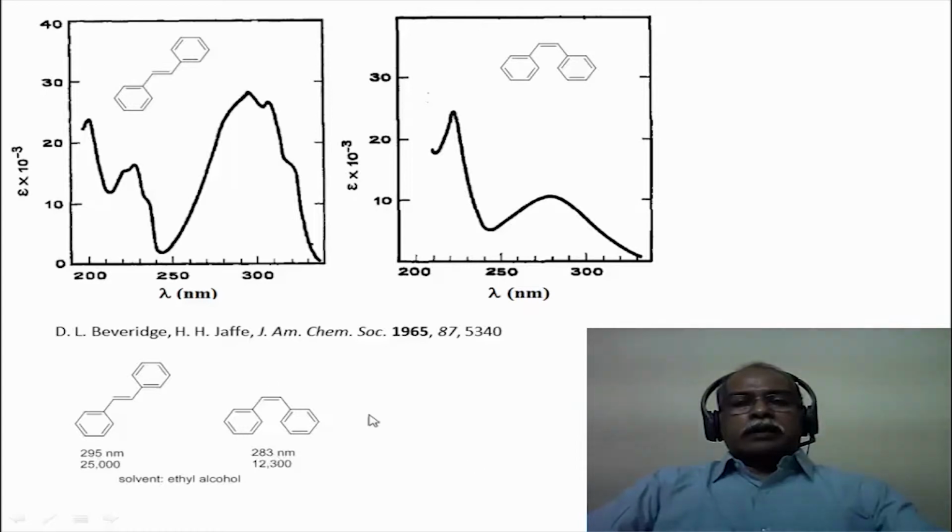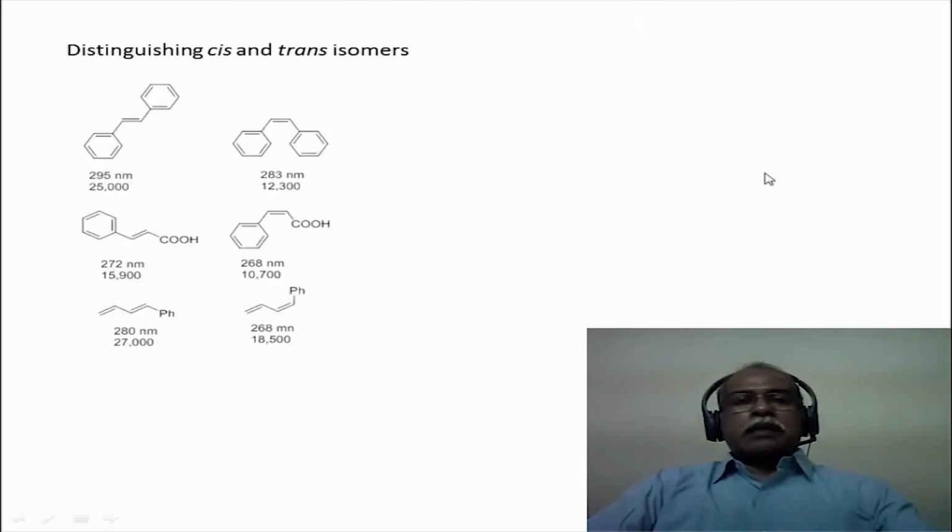So essentially one can distinguish, if both the isomers are available, then one can distinguish by comparing the two spectra of these compounds. The one that absorbs in the longer wavelength region would be the trans isomer. The one that absorbs at the lower wavelength region will be the cis isomer in this particular case. The cis-trans isomerism distinction is clearly seen in the case of trans stilbene.